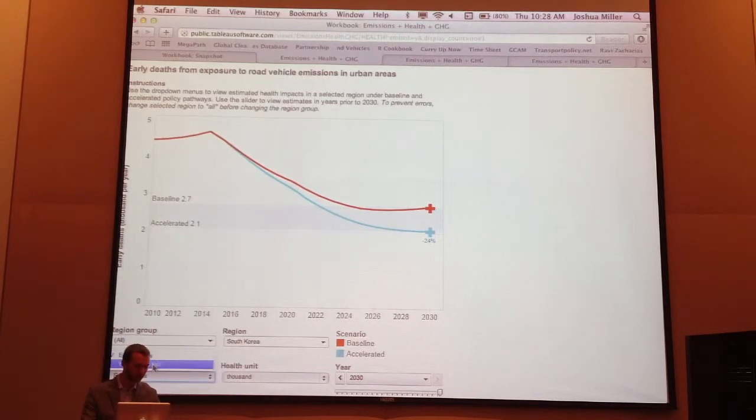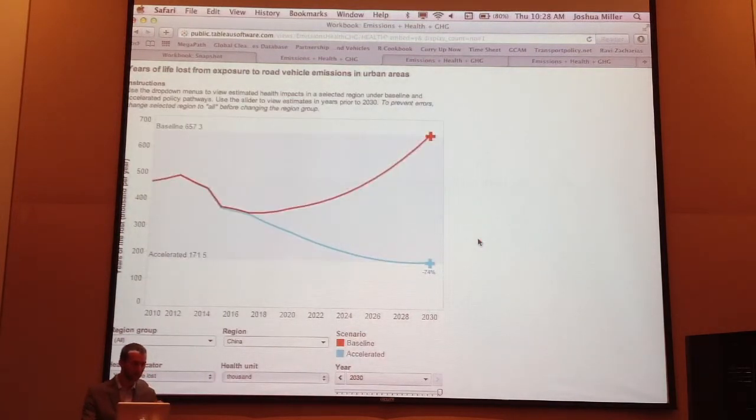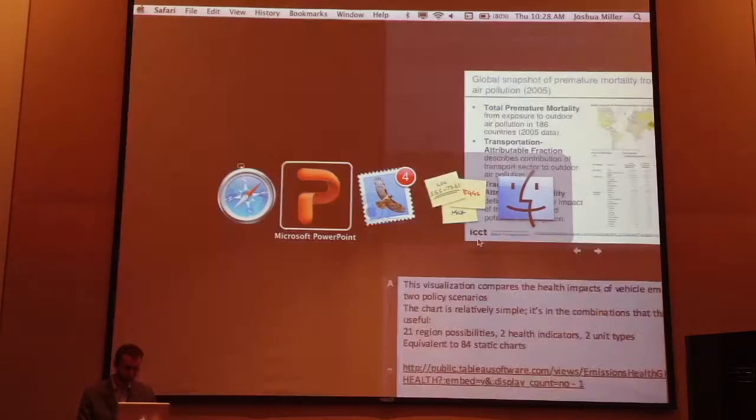So for example, we could look at South Korea, we could change the unit to look at years of life lost instead. And the takeaway from something like this would be, okay, if my question is not about a larger regional aggregation, but about China specifically, we could see that under current policies, by 2030, China would be losing about 650,000 years of life from transport-attributable air pollution, compared to a 74% reduction under the policy roadmap that we put together.